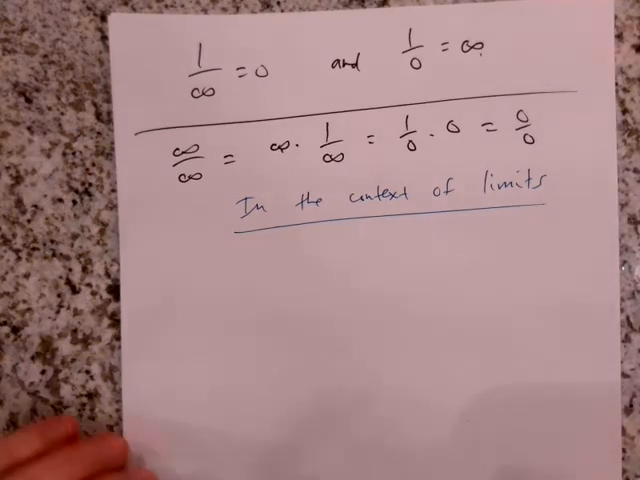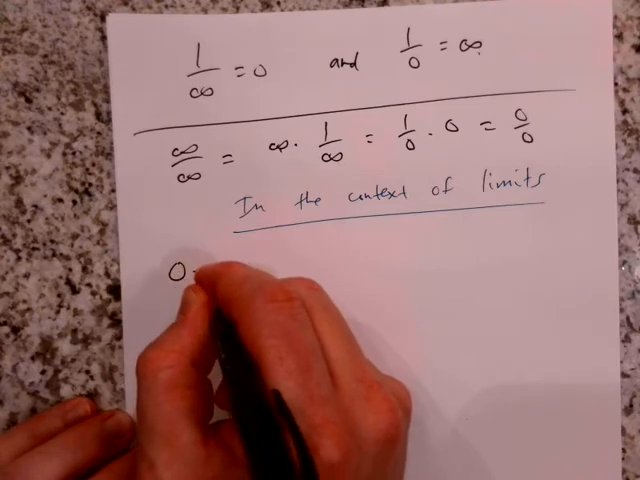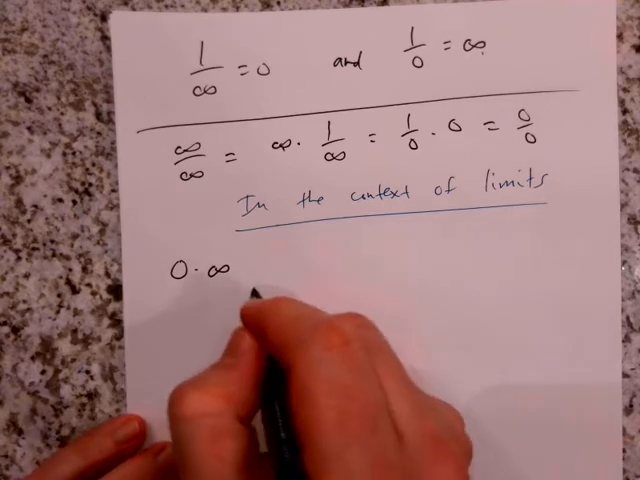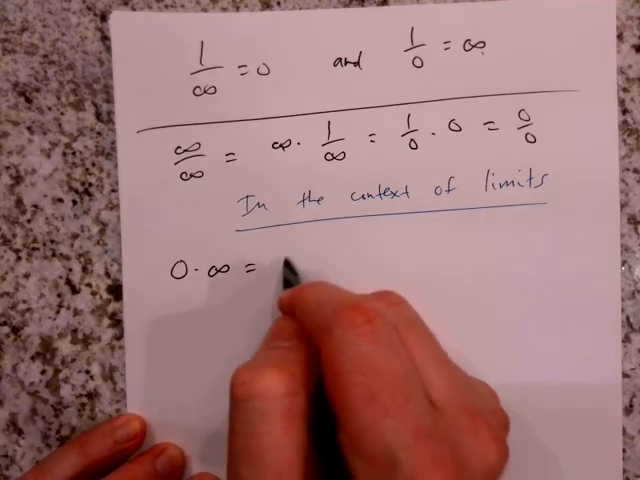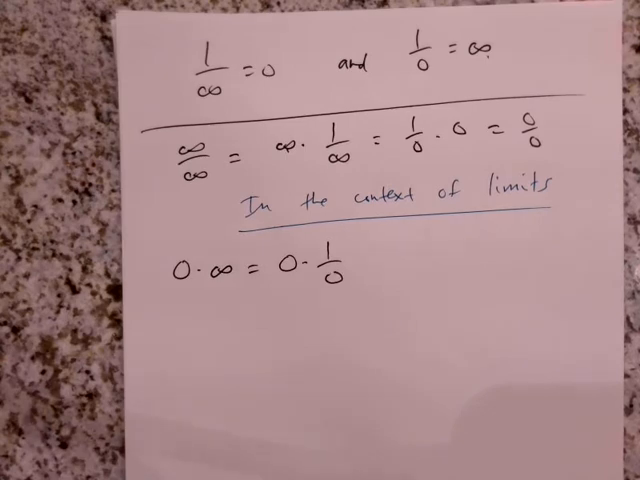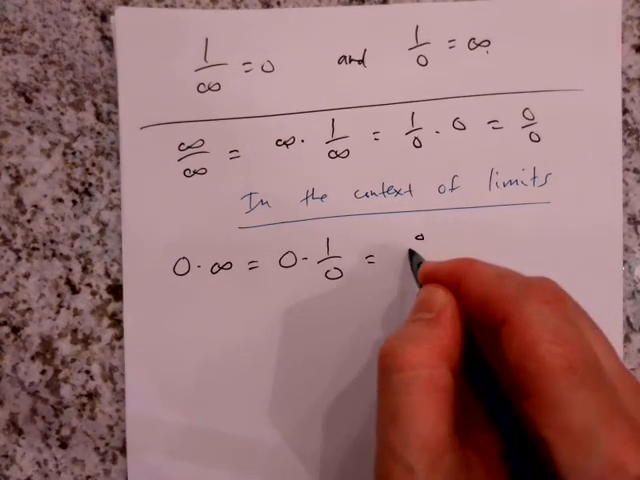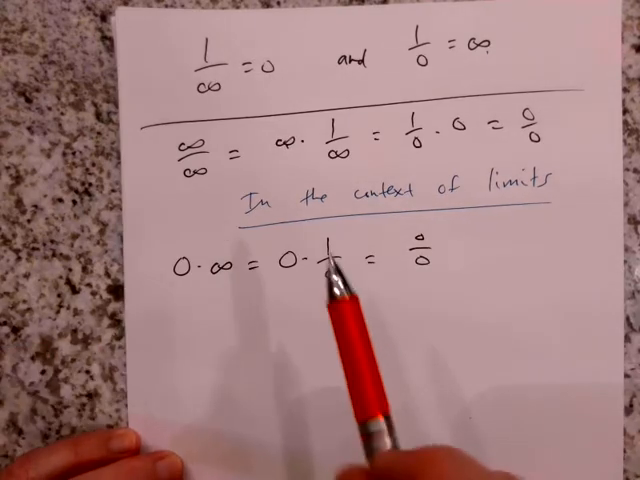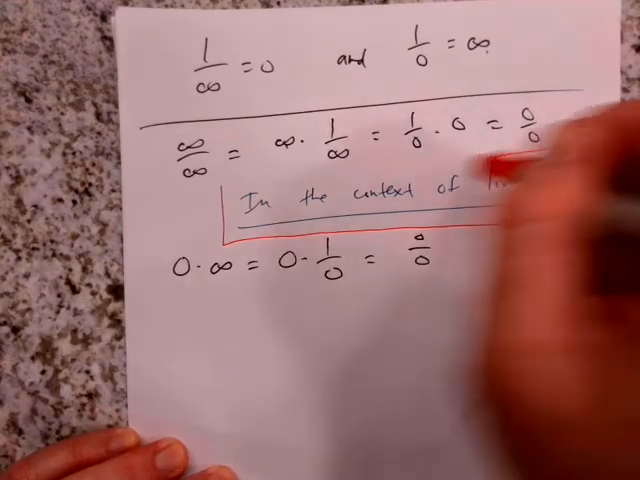Next, 0 times infinity, which you may think would be 0, since 0 times any real number gives you 0. In actuality, it turns into this, because infinity is 1 over 0, which gives you 0 over 0. Because again, we aren't doing real number arithmetic. We are in the context of limits. Let me just add one more color to that.